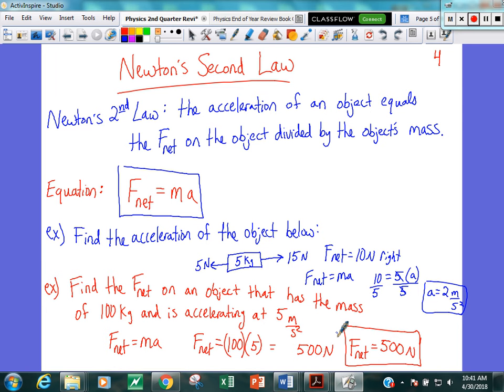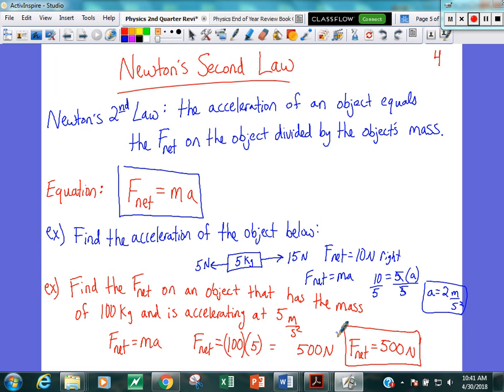Kicking a soccer ball with a certain force, or kicking a bowling ball with the same force? Which one's going to accelerate more? The soccer ball. True. We all know that. The soccer ball is going to accelerate more. But why is the soccer ball going to accelerate more? Because the soccer ball has less mass. Good. Soccer ball has less mass.